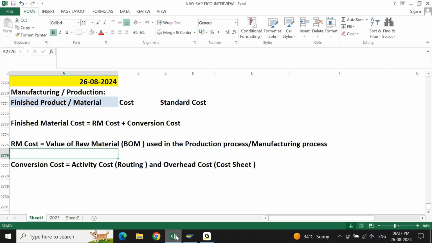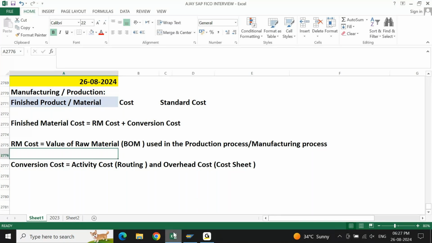Are these 3 points clear? How and why these are coming, that we will see later on. But initially, to start with, minimum points you should be in a position to identify and then pick. Raw material cost is coming by way of BOM. BOM is nothing but bill of material. This bill of material contains list of materials that you are using in your manufacturing, in your production process.